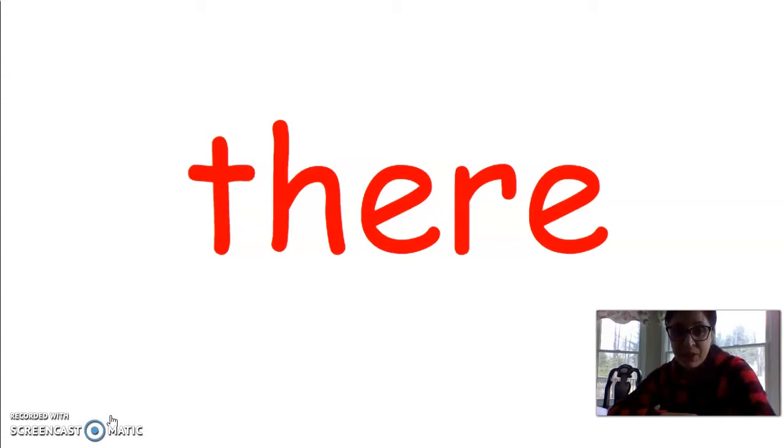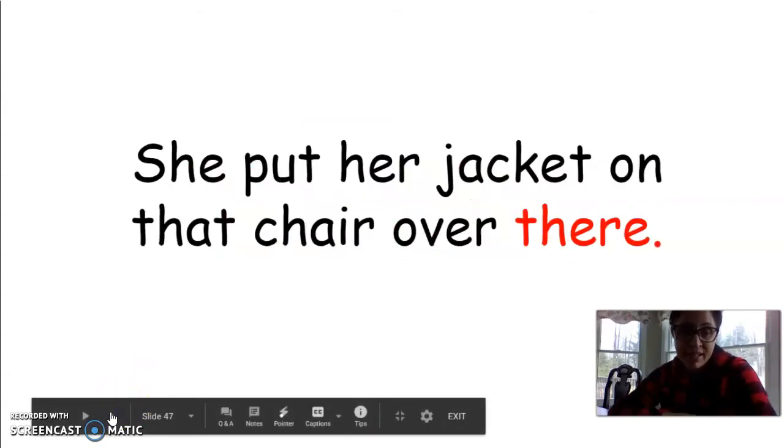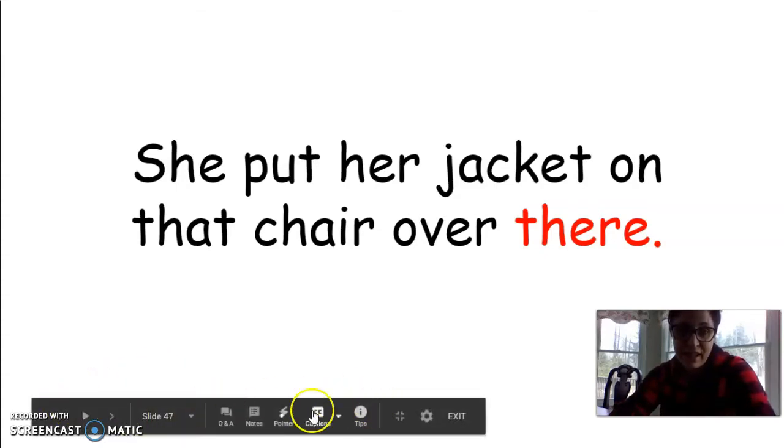So when we use the word there, that's spelled T-H-E-R-E, it means a location or a space. So I'll show you the word in the sentence here. She put her jacket on the chair over there, in that space, in that location. So we have another word that sounds the same, but it means something different. And we're going to do some work with this word there.